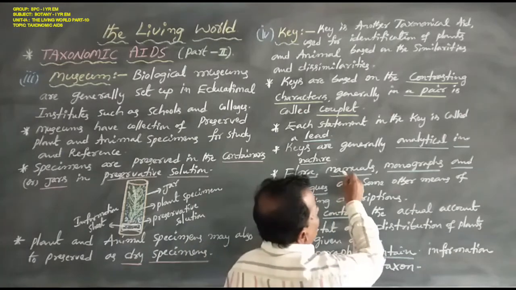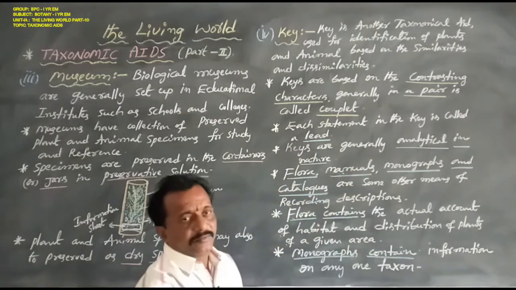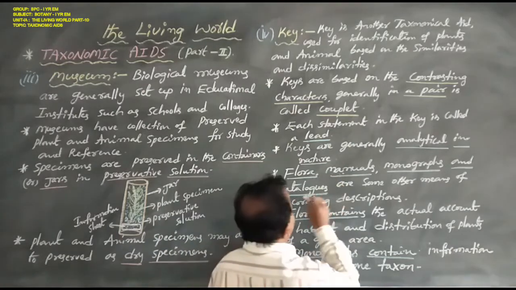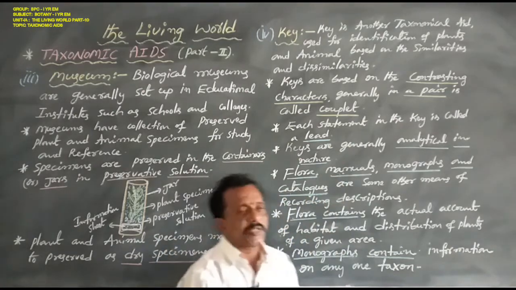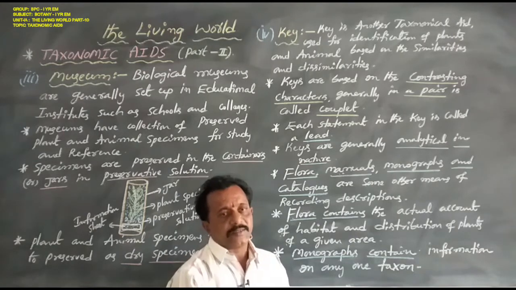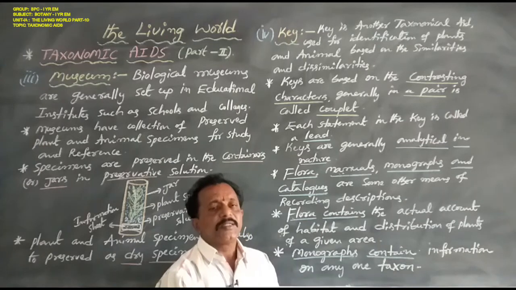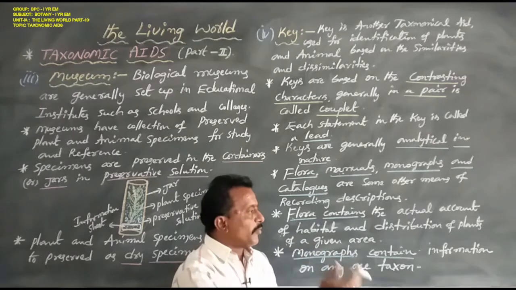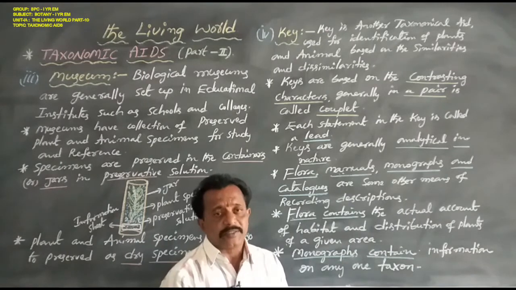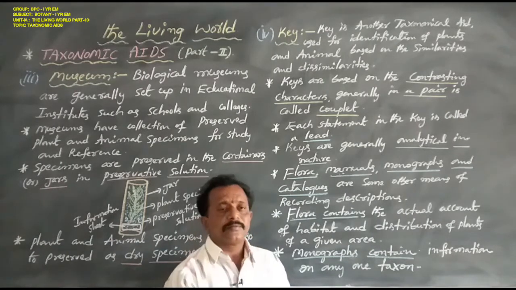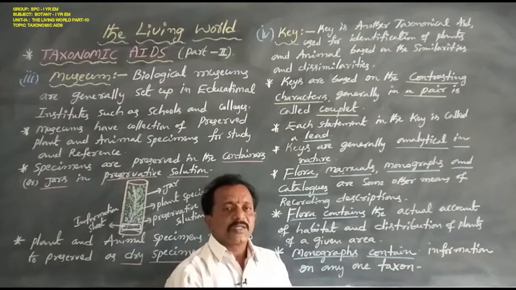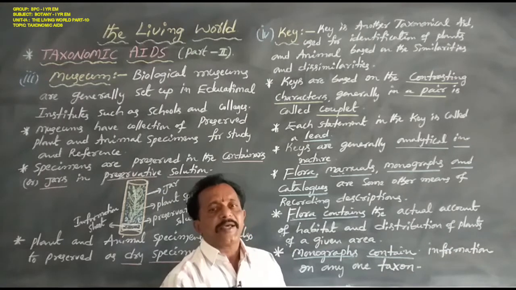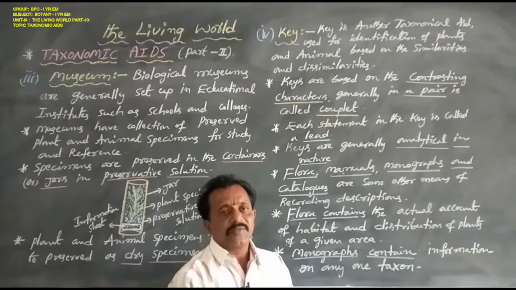Remaining are manuals: botany manual, zoology manual. This is also regarding description, and catalogs are also regarding description. Manuals always represent diagrams. Catalogs always represent the price of books and price of equipment. So manuals represent biological diagrams, that is biological manual, botany manual and zoology manual.